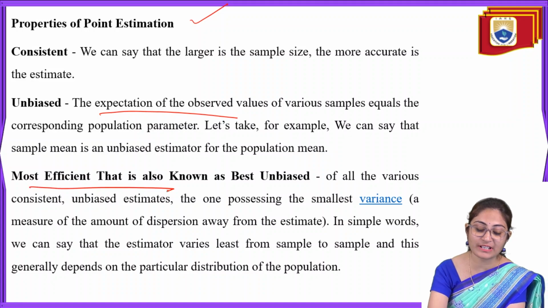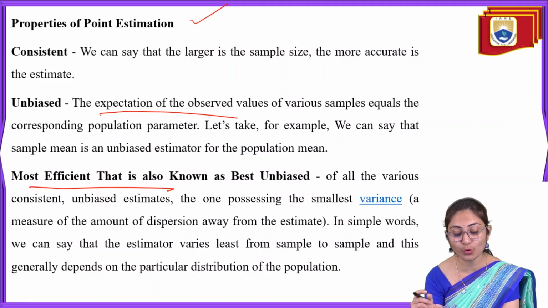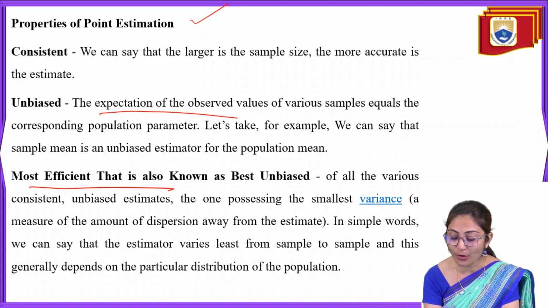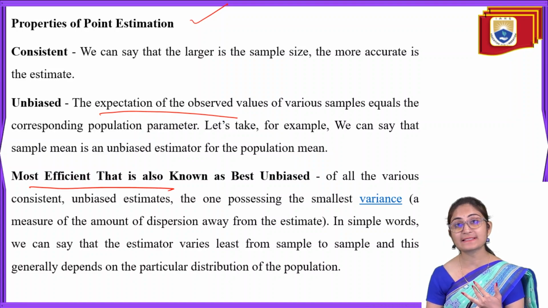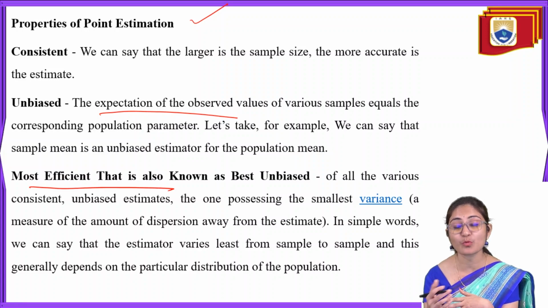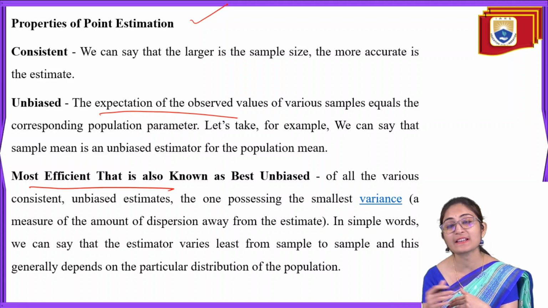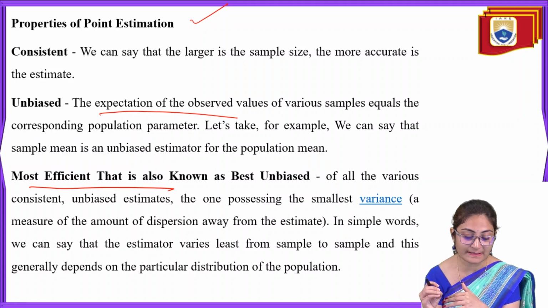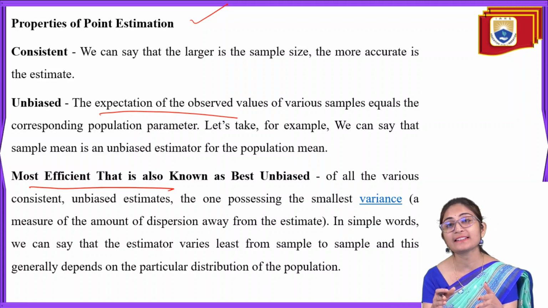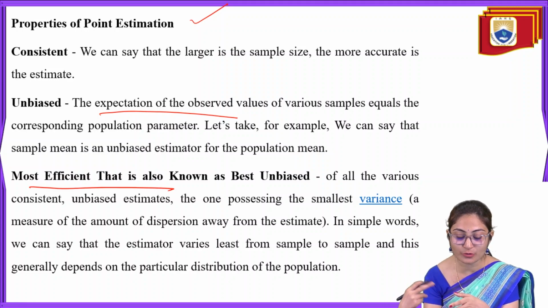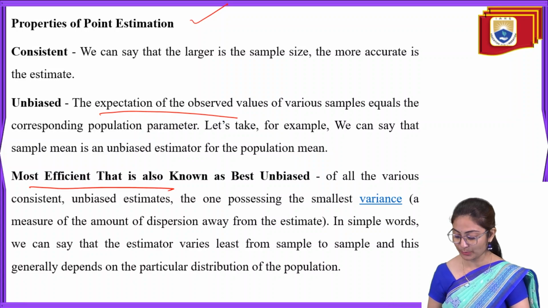Then the next one, most efficient, which is also known as best unbiased. Among all the consistent, unbiased estimates, the one possessing the smallest variance. So it measures the amount of dispersion away from the estimate. In simple words, we can say that the estimator varies least from sample to sample, and this generally depends on the particular distribution of the population.